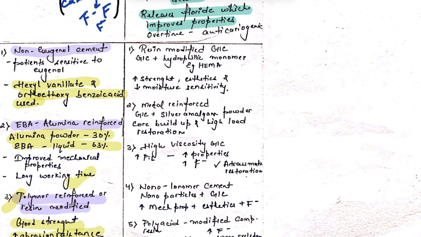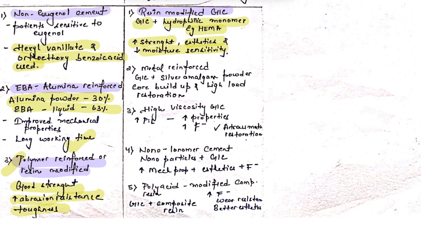Coming to the modifications, the first modification is resin modified GIC. As the name suggests, it contains GIC along with hydrophilic monomer, or HEMA. It is a type of resin basically. It increases the strength, aesthetics, and decreases the solubility of the cement. Then the second type of modification we have is the metal reinforced.